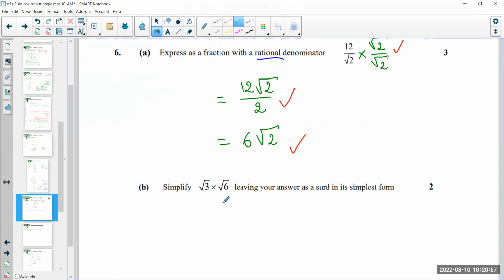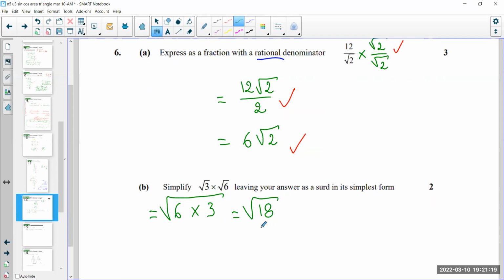Simplifying surds, you will get it. So how do we simplify this? More than one way, but I can just say, I'm going to put them under the same square root. So what's 6 times 3? Or 3 times 6? It's 18.